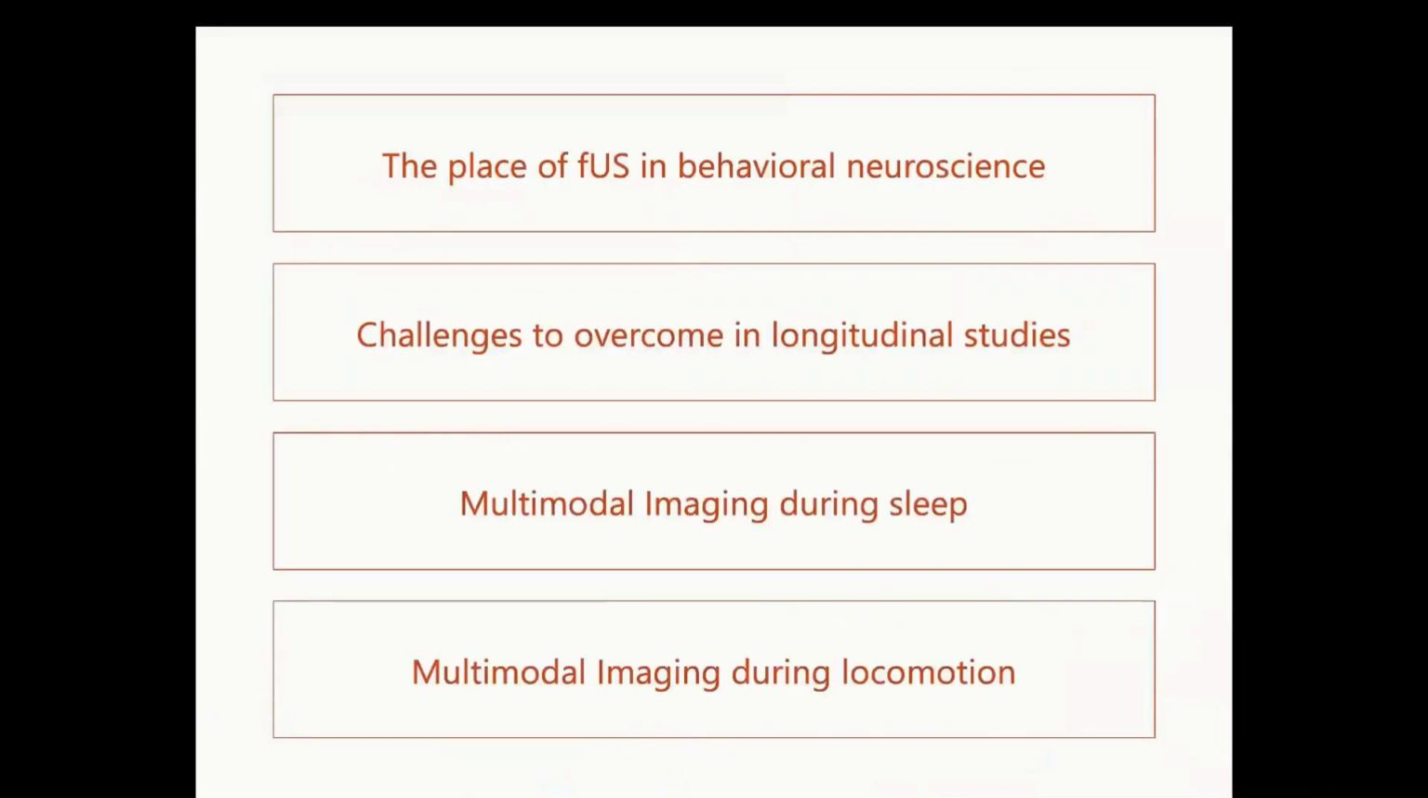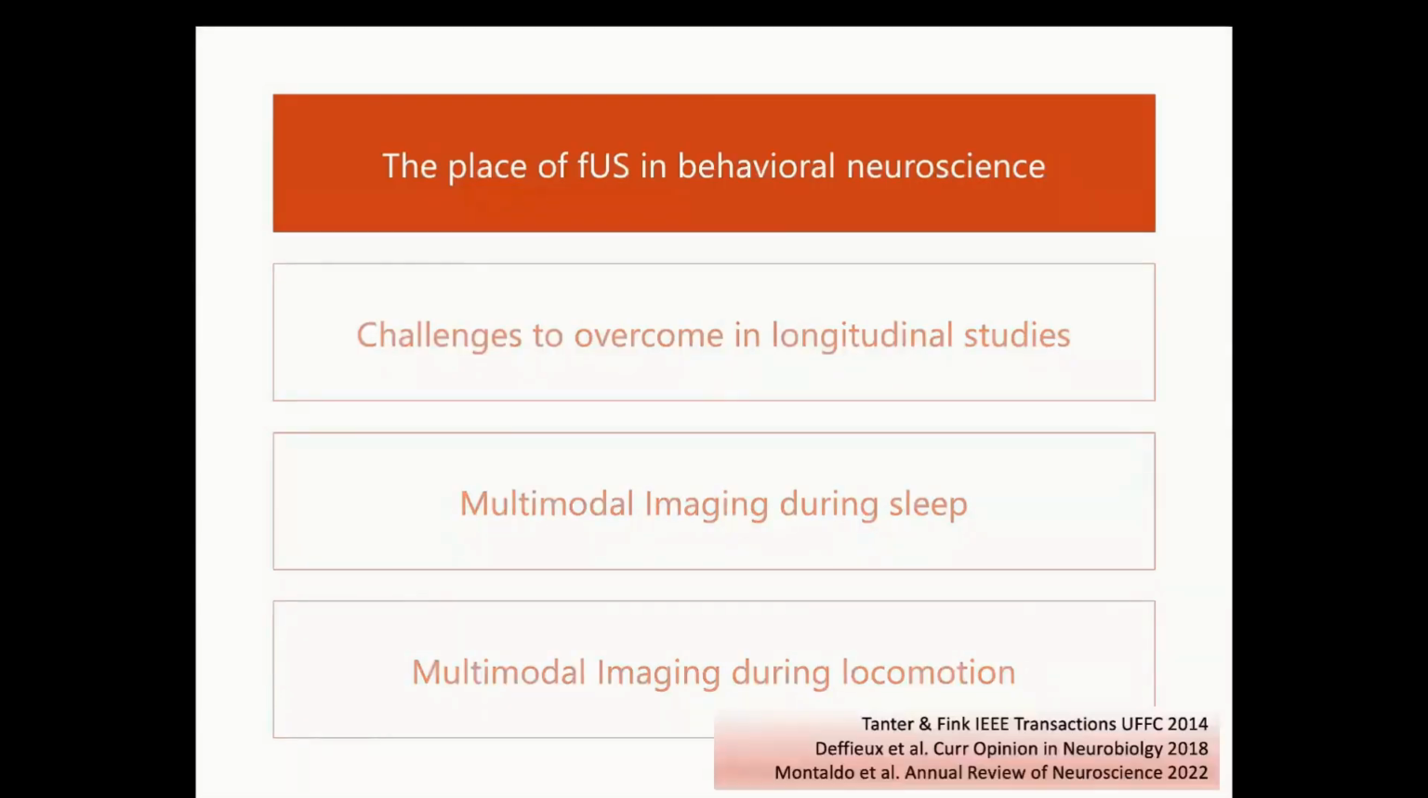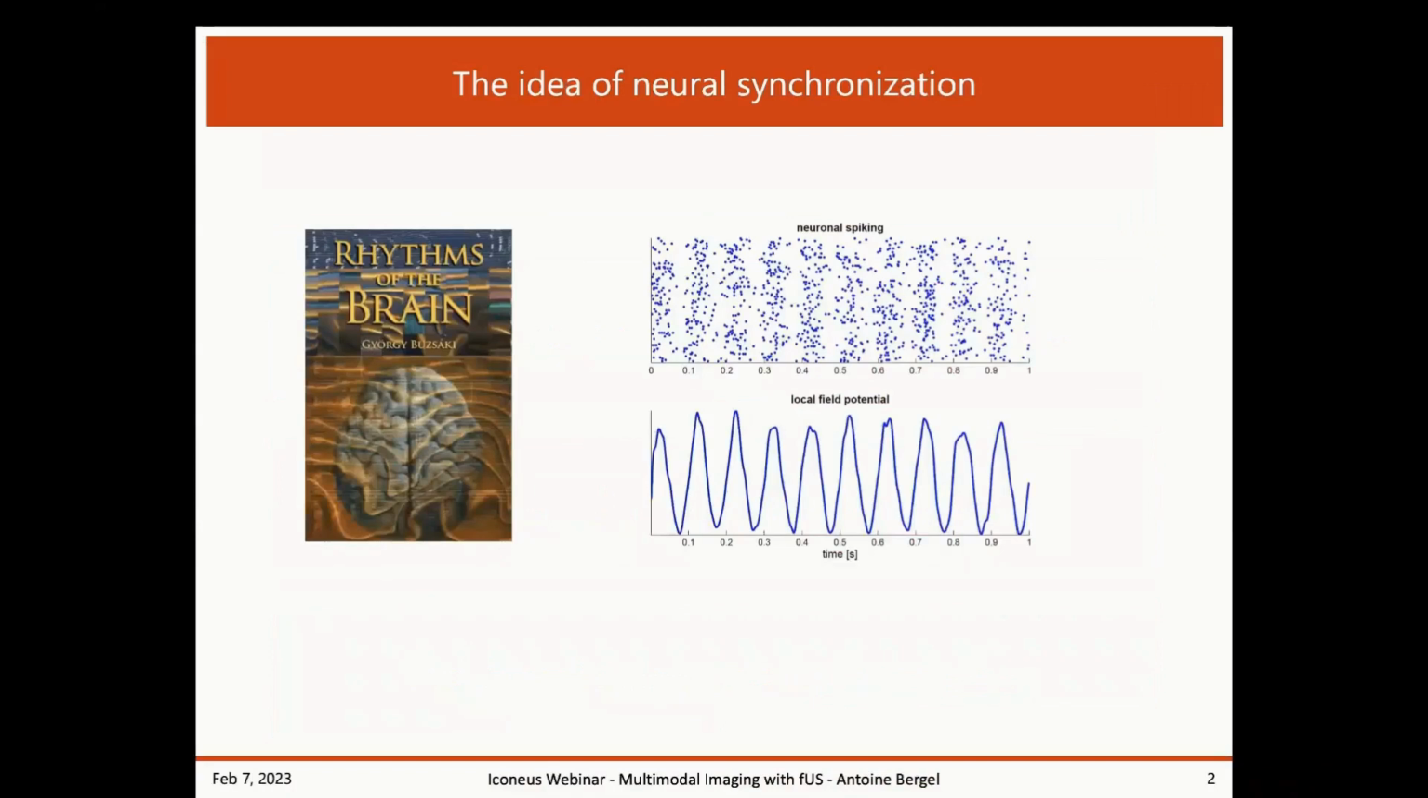My talk is structured in 4 parts, and in each of these parts, I attached the different papers that I'm referring to. So here we go for the place of functional ultrasound in behavioral neuroscience. When I started as a PhD student, I arrived at the lab, at the former Université Pierre et Marie Curie, with Dr. Ivan Cohen, who was collaborating with Michael Tanter. At the time, they did functional ultrasound in anesthetized animals.